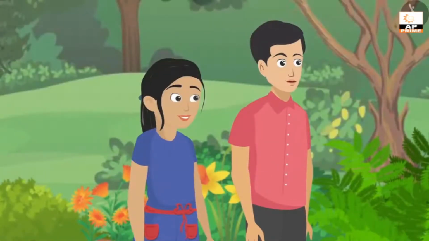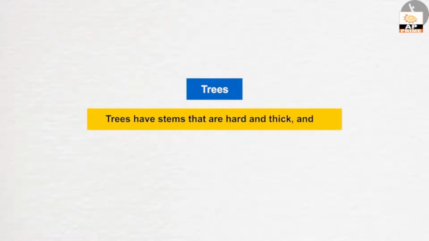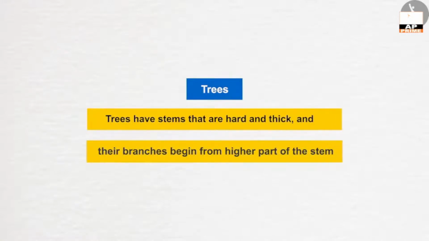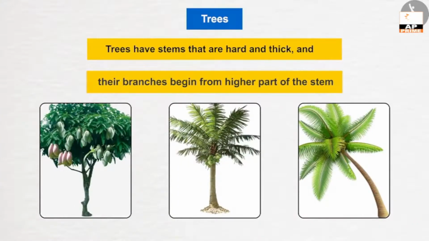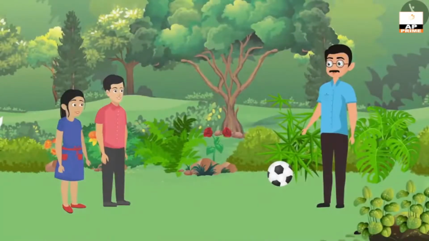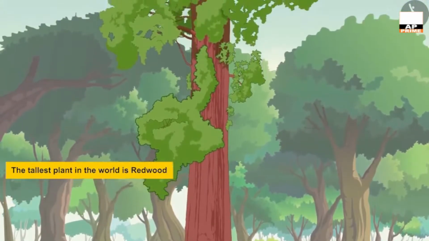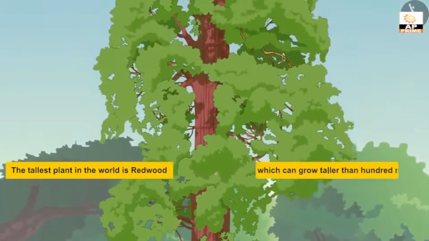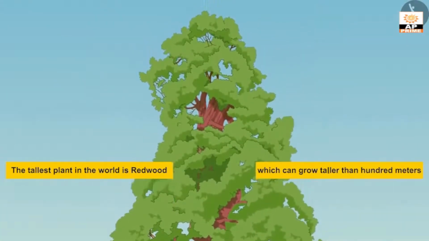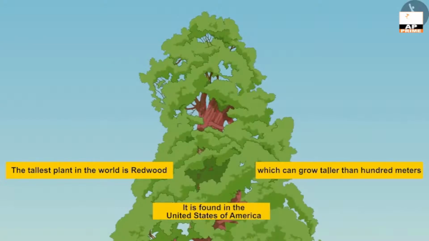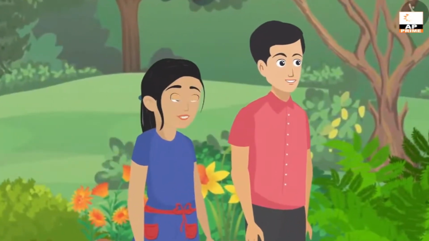The next type of plants are trees. Their stems are hard and thick and their branches begin from higher part of the stem. Mango, dates, coconuts, etc. are some examples of trees. Kids, do you know that the tallest plant in the world is redwood, which can grow taller than 100 meters, which means taller than a 30-floor building. It is found in the United States of America. What? Even the buildings of our city aren't that tall.